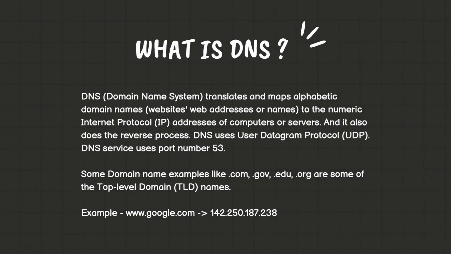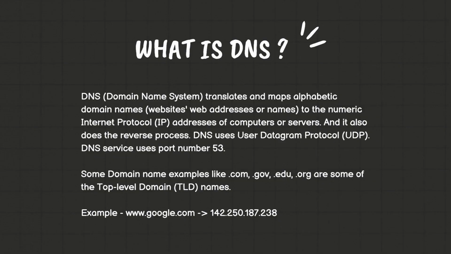Some domain name examples like .com, .gov, .edu, .org are some of the top level domains that are also called TLD names. An example of a domain name is www.google.com, which has its IP address 142.250.187.238. Machines over the internet use IP addresses to communicate with one another.